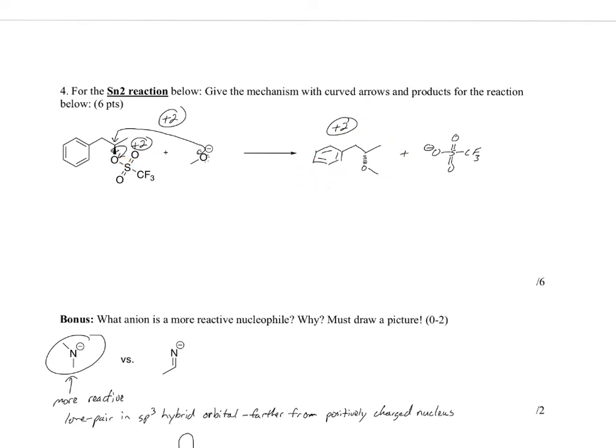Folks got the product, but they did not show the inversion. They needed to show that stereochemistry part of an SN2 reaction, that this went from wedge, and the thing that reacted had to come from the opposite side, so it would now be hatched. And then, of course, there's the leaving group.